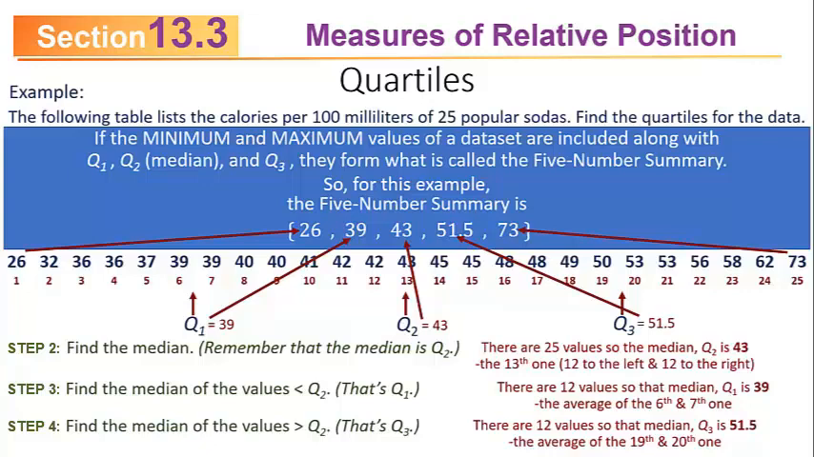So 26 is the smallest value, 39 is the first quartile value, 43 is the second quartile value, which is the median of the whole data set, 51.5 is the third quartile value, and 73 is the largest. That's the 5-number summary.